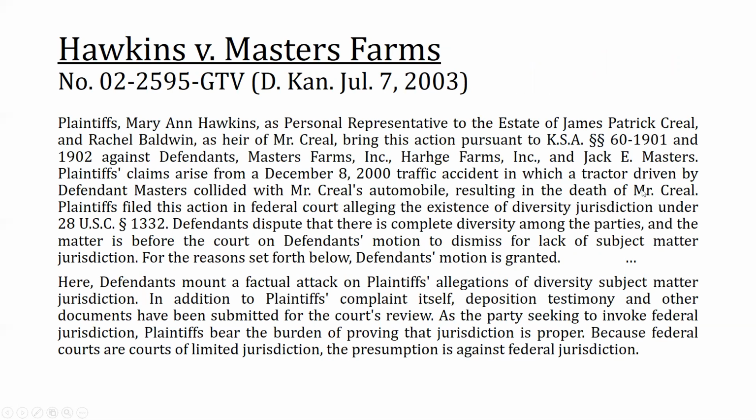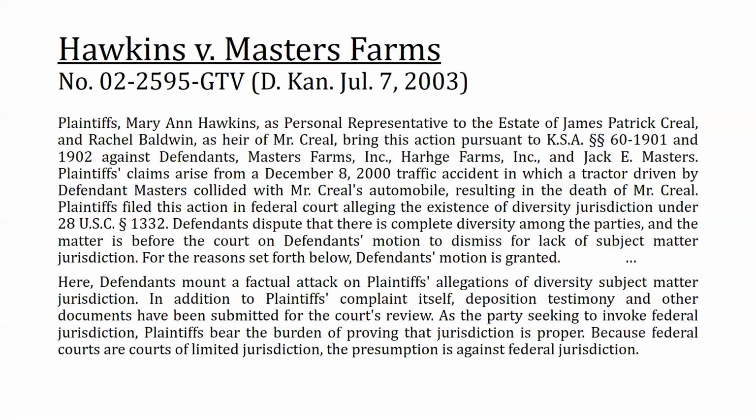To figure it out, we turn to our first case, Hawkins v. Masters Farms. And right off the bat, we should notice a few things. The case is titled Hawkins v. Masters Farms. Hawkins, as the first named party, is the plaintiff. Masters Farms is the defendant. Okay? If you're on the left side of the v, that's the plaintiff, the party initiating the lawsuit. And if you're on the right side of the v, you are the defendant, the party against whom the lawsuit is being filed.